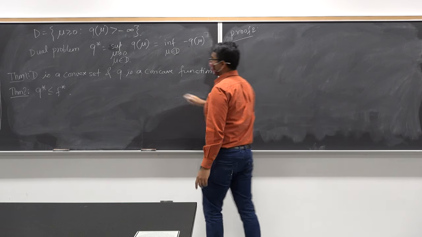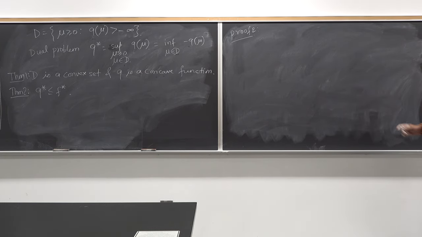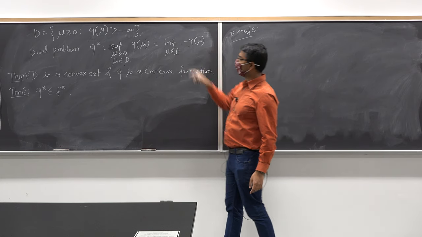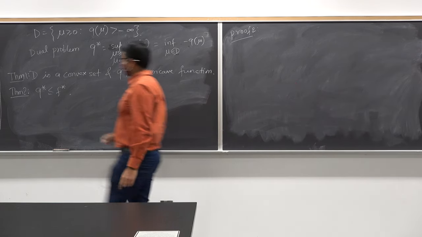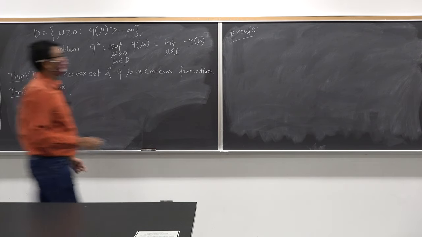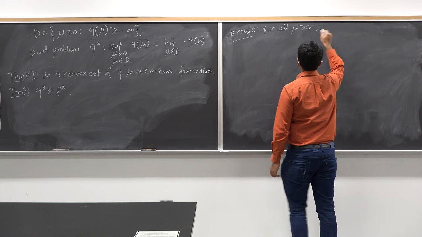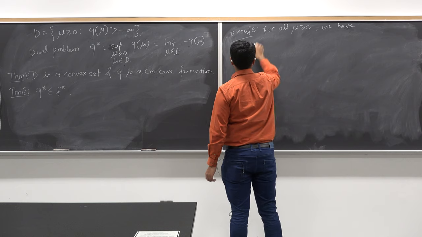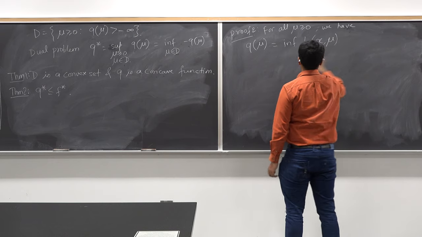Okay, and the second theorem, which we have already established pictorially by looking at the picture, but now we will prove it rigorously. So this is proof of theorem 2. Theorem 1 is proven in the book, so you can always take a look, but the key thing that I want you to note after reading theorem 1 is the fact that this is a convex optimization problem. Okay. For all mu greater than or equal to 0, we have q(mu) equals to inf of L(x, mu).